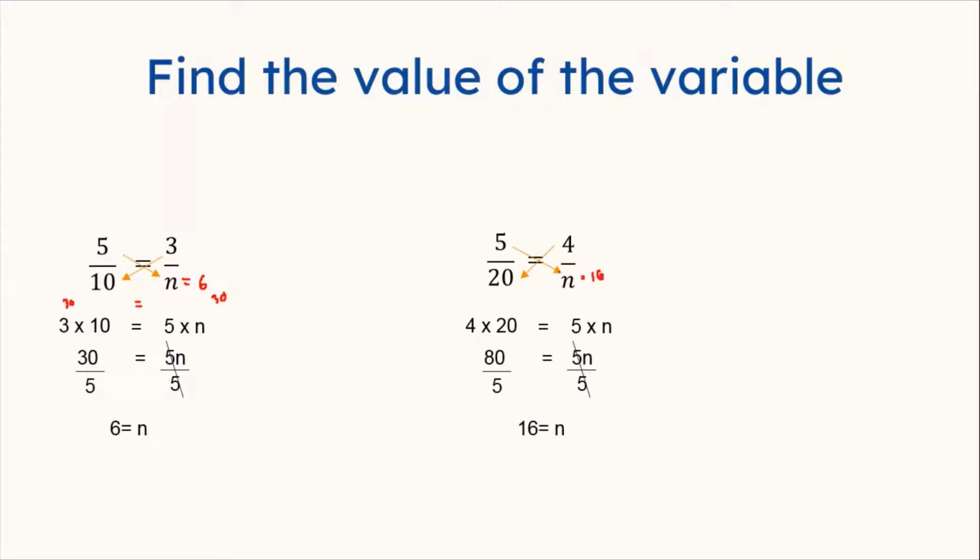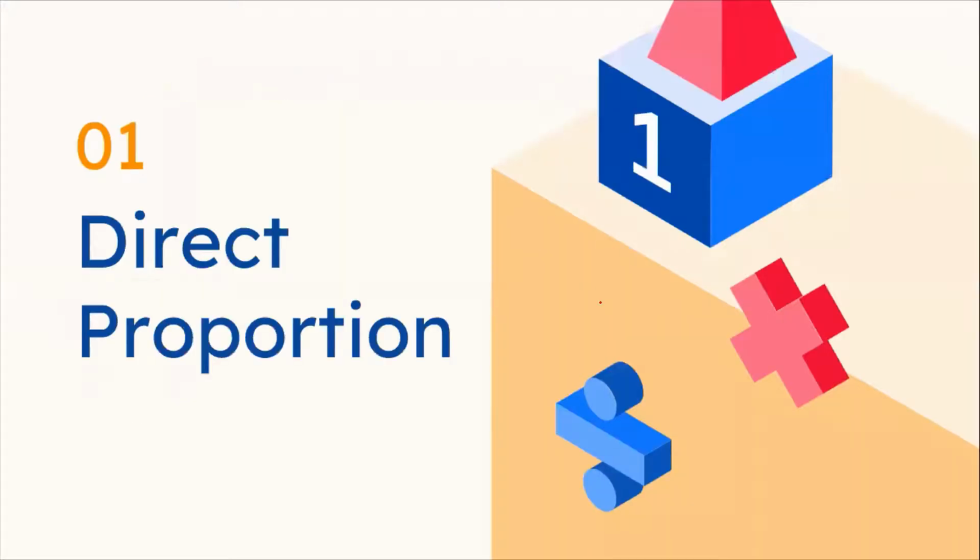Okay, so if we're going to check 4 times 20, that is 80. And 5 times 16 is still 80. So you can see, we are equal to one another. So to find the value of a variable, all we have to do is to use the cross multiplication. Now our learnings about cross multiplication is very important with our lesson, which is direct proportion.